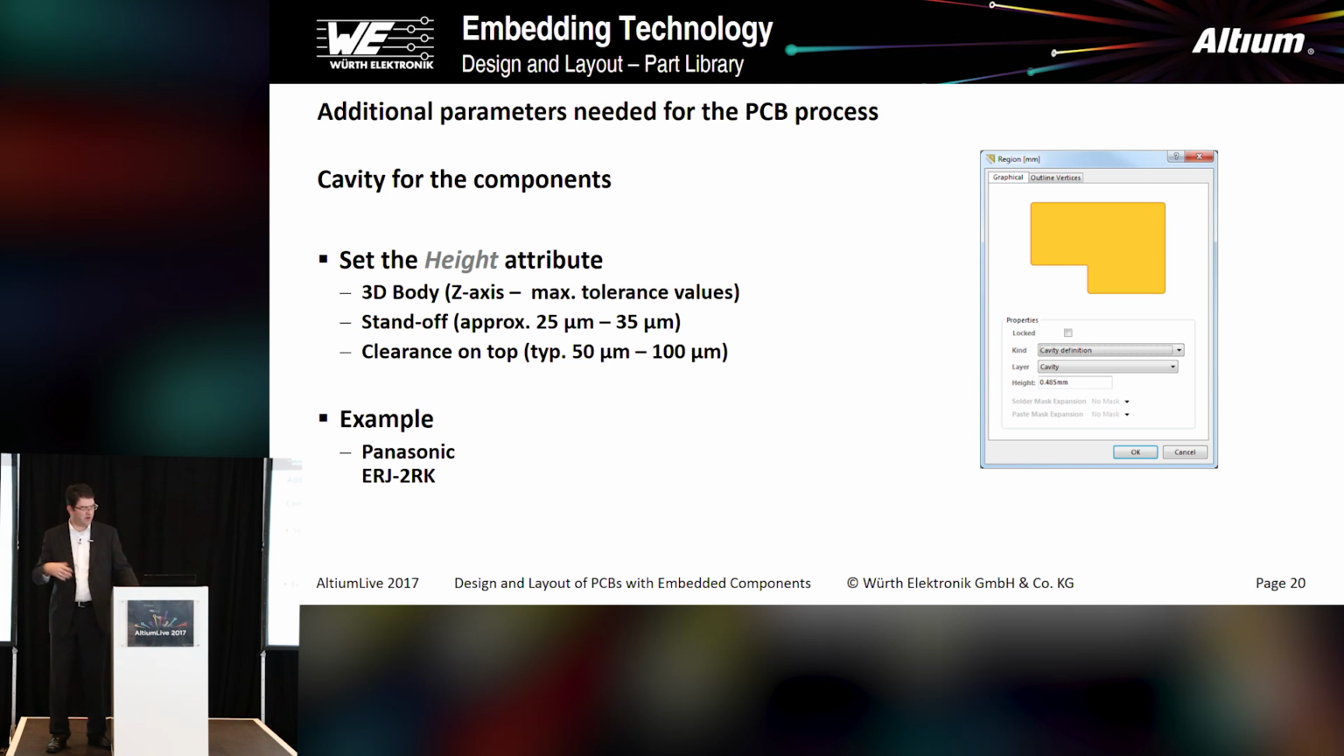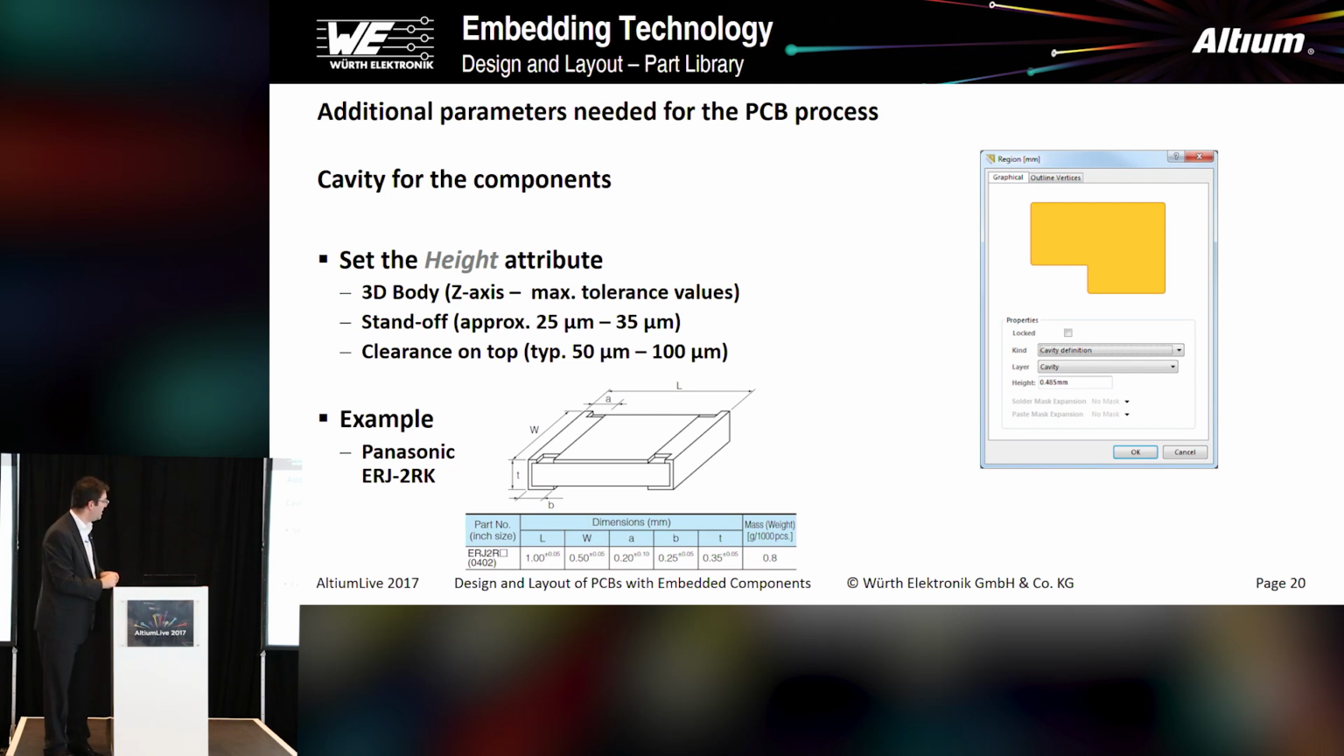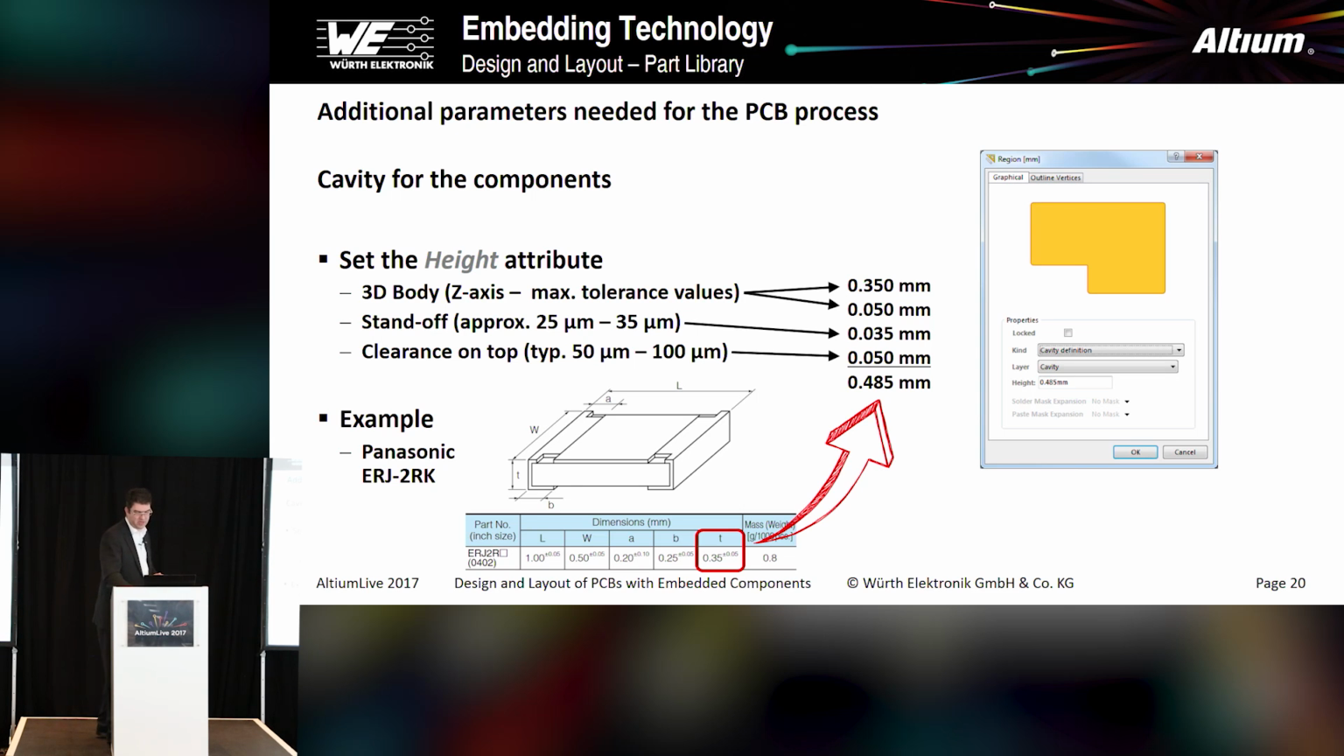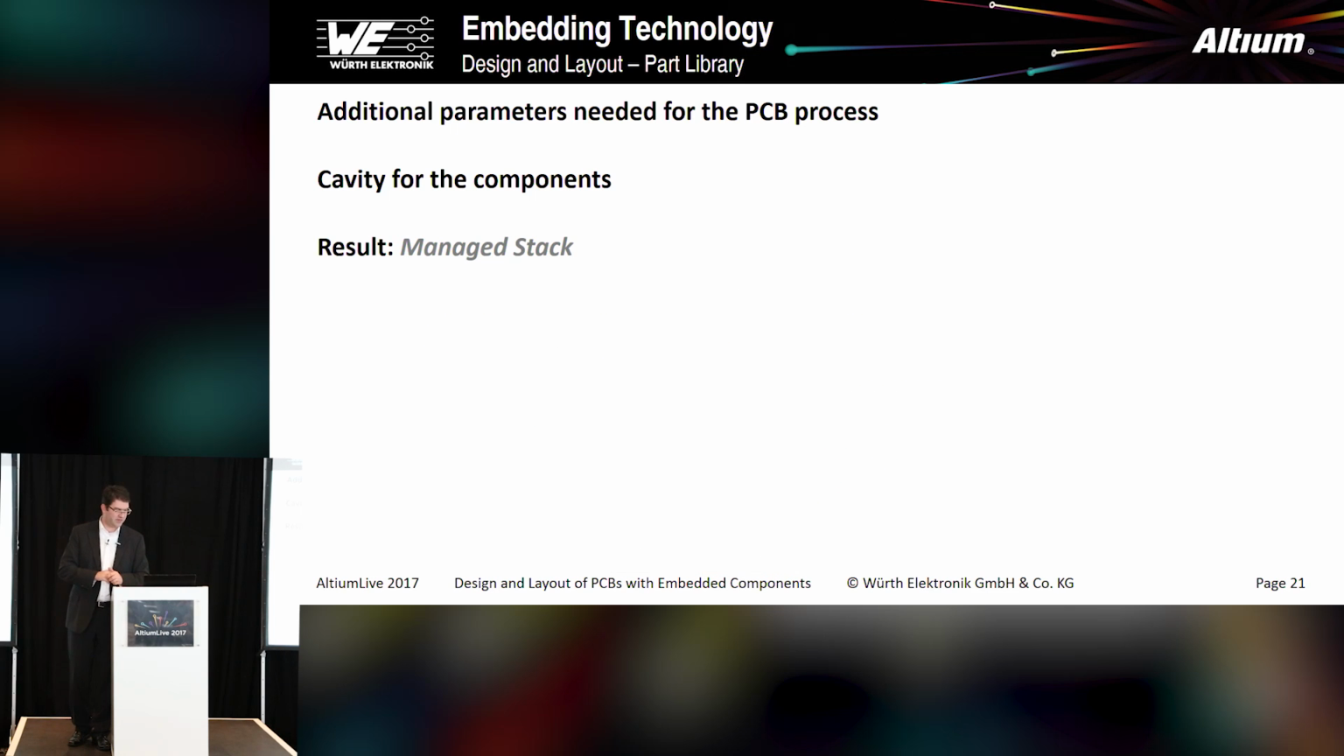And I just took one of these components. This is a Panasonic component. You can choose any component, it's just by chance what I did. You look into the data sheet, and there it says thickness. Down there, it's 350 micron thickness, plus the tolerance, which is 50 microns here. So we already see the component can be 400 microns, even if it says 350 as a nominal value. Then you take the standoff, you take the clearance, so you get the cavity height, 485 microns. You can put that value into the height attribute here, and you get the right cavity.